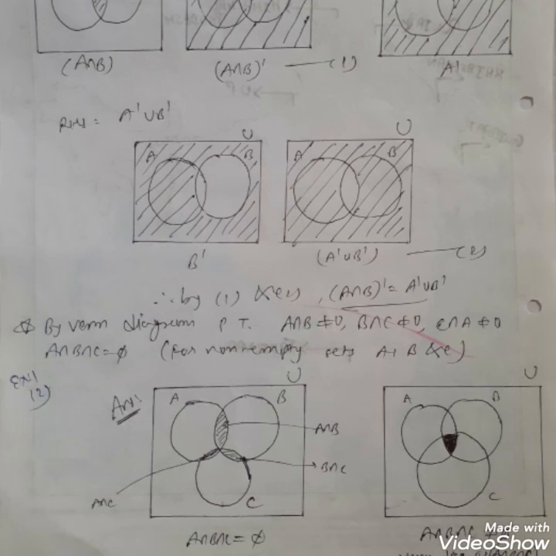Friends, here we have to show the Venn diagram where A intersection B is not a null set, B intersection C is not a null set, C intersection A is not a null set, but A intersection B intersection C is a null set. So on the right hand side we have the diagram where A intersection B intersection C is not a null set, and on the left hand side we have the diagram. See here, all these three sets are passing through a common point and there is no common element. So here we say that A intersection B intersection C is a null set, but the intersection of any two sets is not a null set.